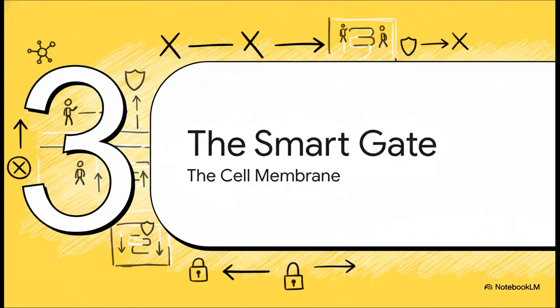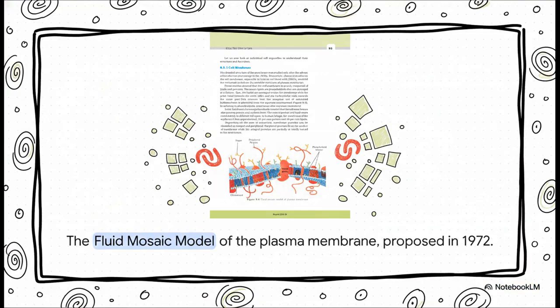All right, now we're moving just inside that wall to a structure that every single cell has, the plasma membrane. If the cell wall is the big outer fortification, this is the city's highly intelligent, super selective border control. It's the ultimate gatekeeper, deciding exactly what gets in and what gets out. So how is this gatekeeper built?